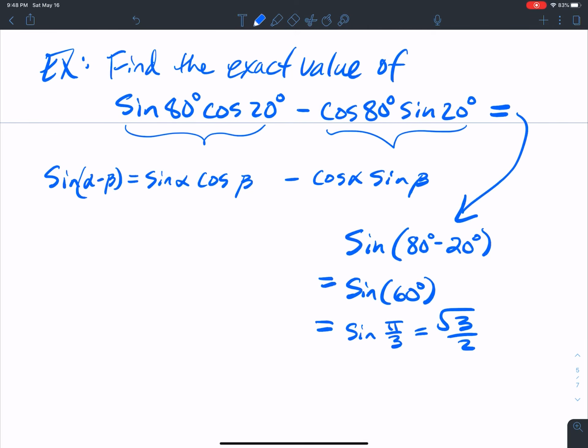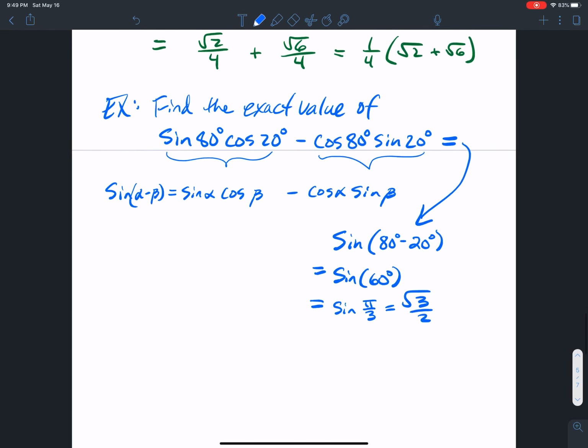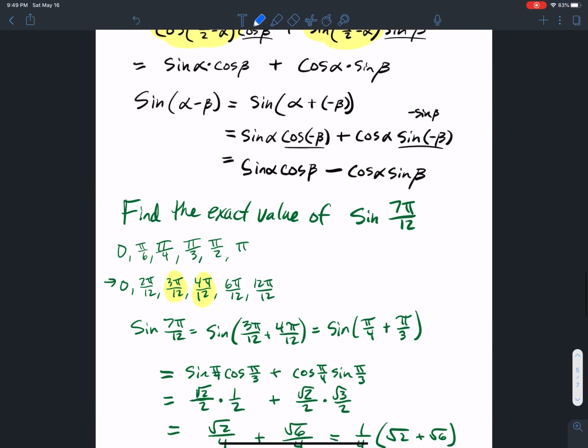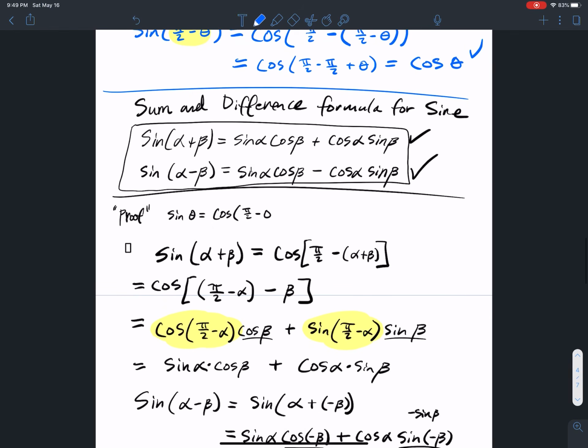All right. So hopefully you kind of see, the formula doesn't just work one way, but rather you need to understand both sides of the equation. Okay.